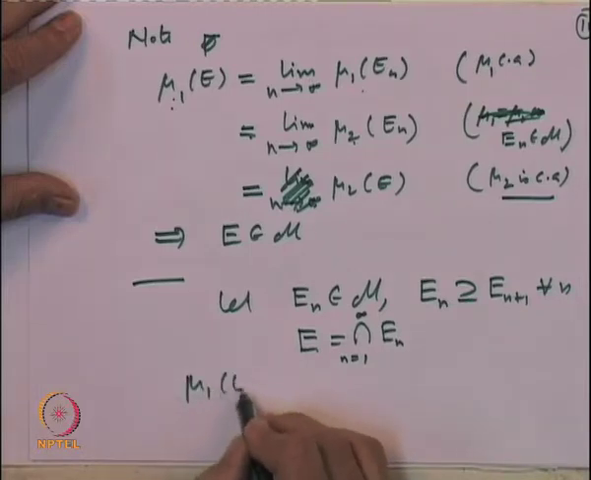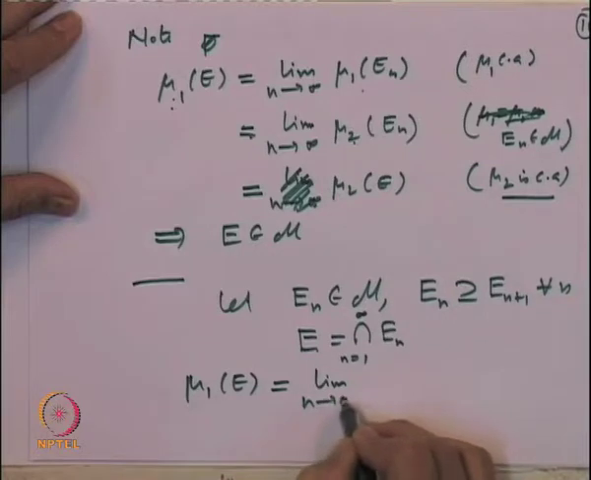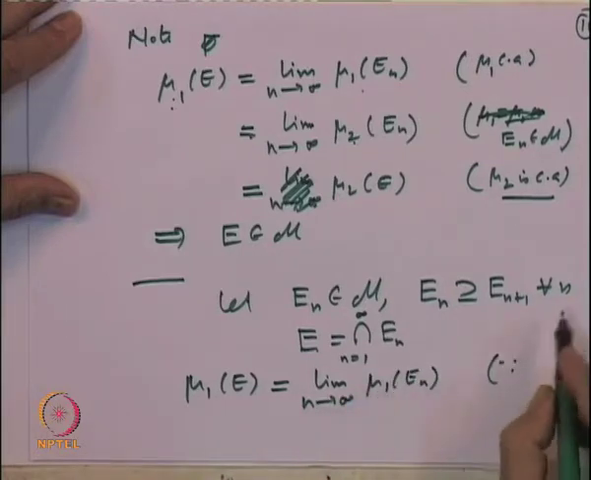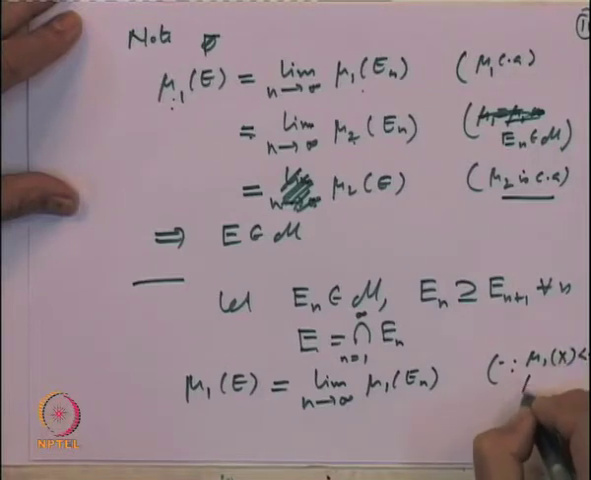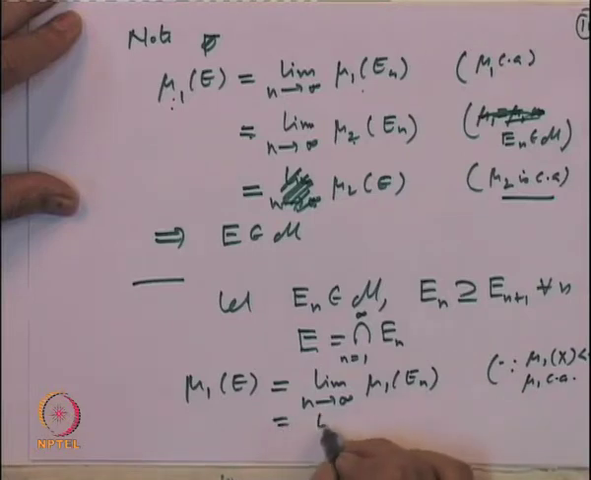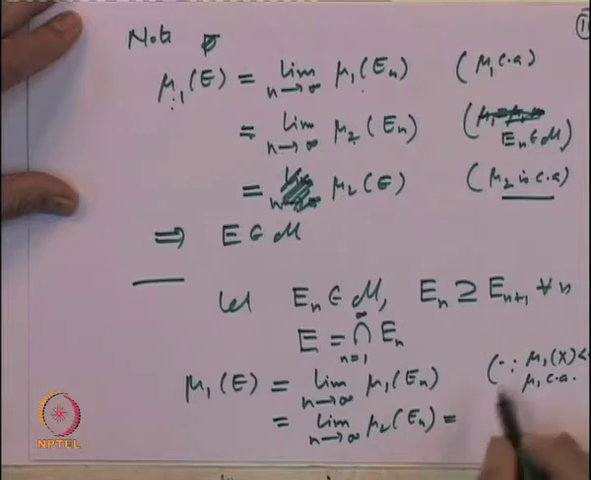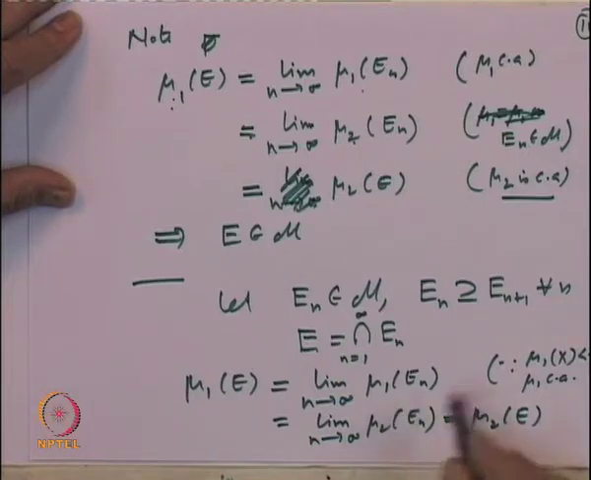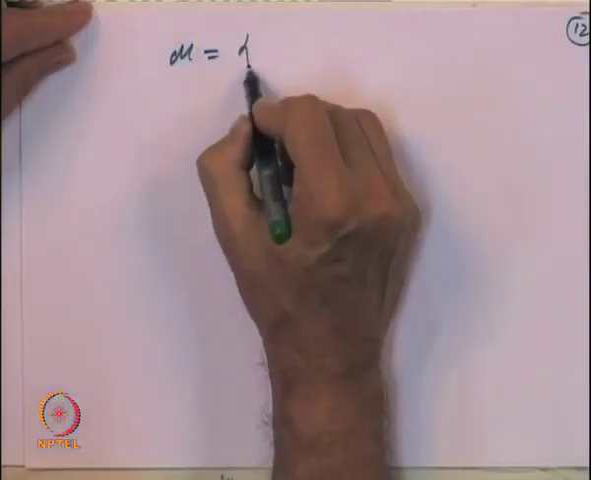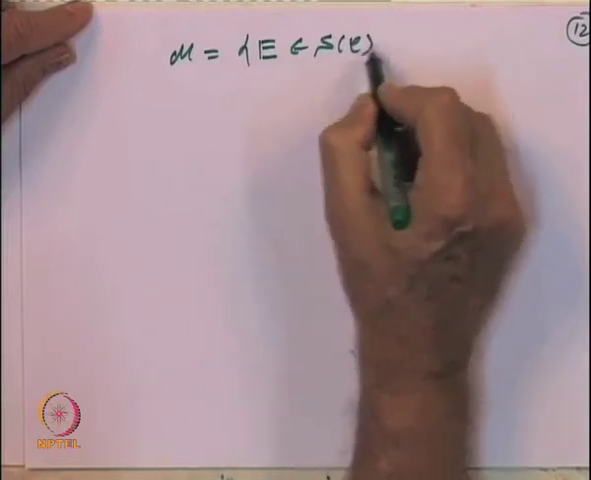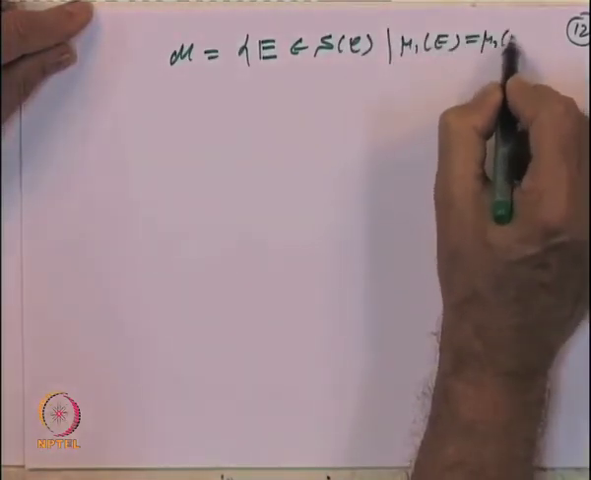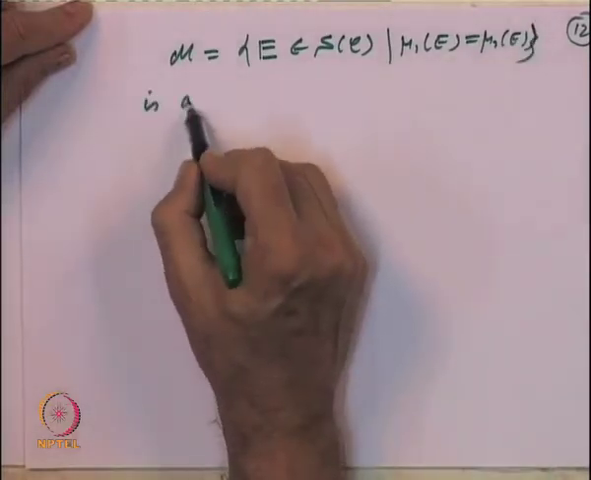So, for that, once again mu 1 of E is equal to the limit as n goes to infinity of mu 1 of E n, because mu 1 is totally finite, mu 1 of X is finite, and mu 1 is countably additive. And that, as observed earlier, is the same as mu 2 of E n, because each E n belongs to M, and that is equal to mu 2 of E. Once again mu 2 is finite and E n is decreasing to E. So, that proves this also. So, this proves that M is a monotone class. So, the class M, which was equal to all subsets E belonging to S of C such that mu 1 of E is equal to mu 2 of E, is a monotone class.